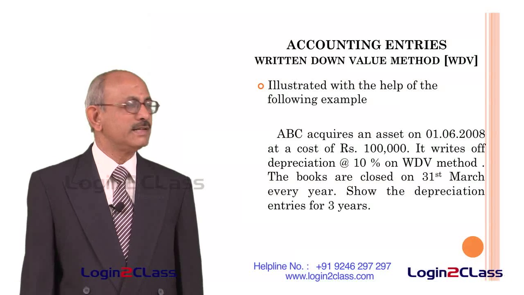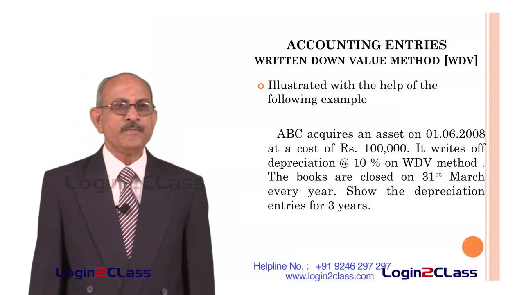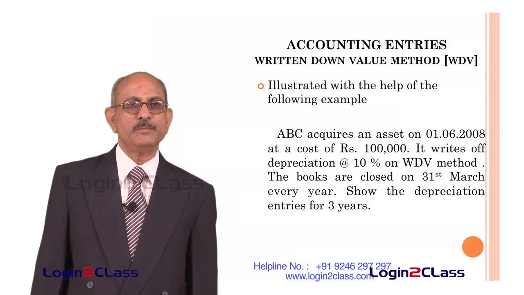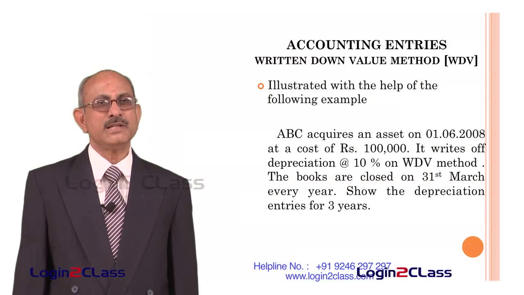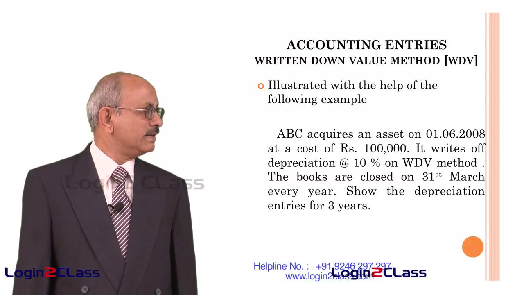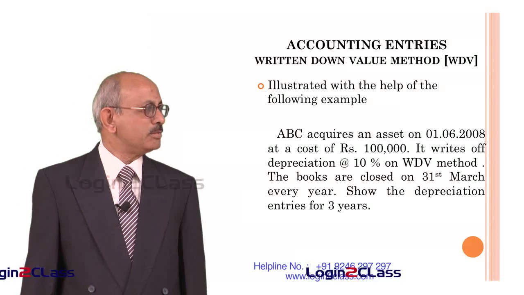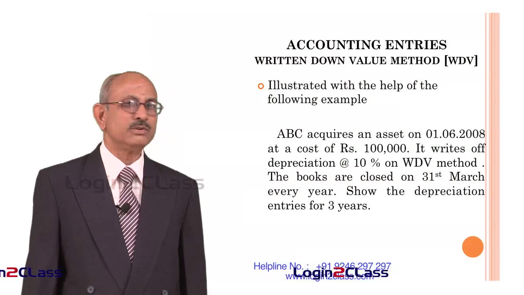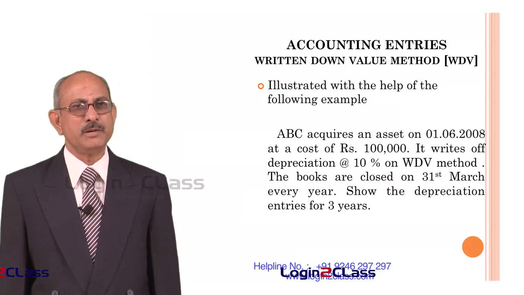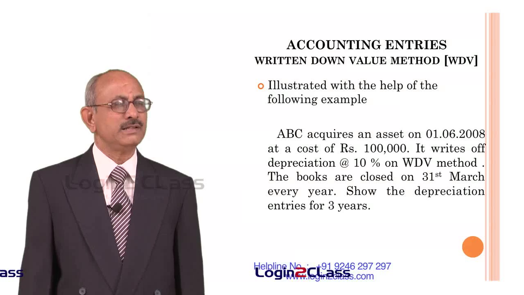So as you look at the screen, the first year, of course, since the asset is bought in June, we have to provide for full depreciation, that is for the entire year. That means the asset has been used for more than 6 months. So we have to provide for the entire year. And since the rate of depreciation is 10%, 10% of 1 lakh works out to 10,000. So the first entry will be depreciation account debit with 10,000 and the concerned asset account is credited with 10,000.